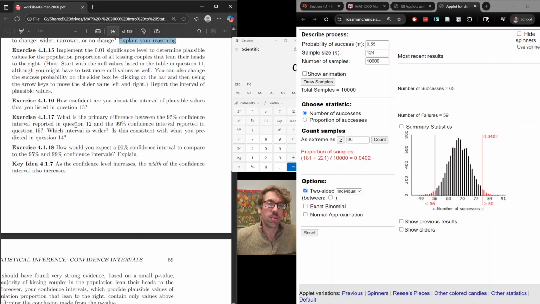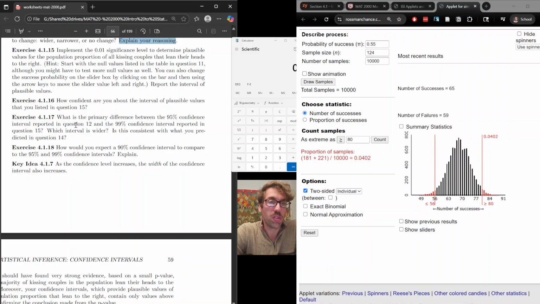Okay. So then for 15, implement the 0.01 significance level to determine plausible values for the population proportion of all kissing couples that lean their heads to the right. Hint, start with the null values listed in the table in question 11, though you may have to test more null values as well. So you might have to go further past the endpoints on those tables. Okay, report the interval of plausible values. So how confident are you about the interval of plausible values that you listed in question 15? That confidence level should correspond to your significance level.